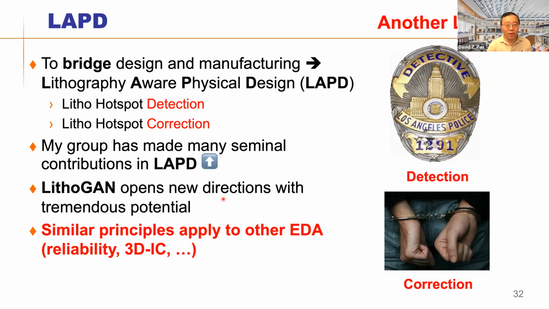Not this one. But anyway, my point is that this LithoGAN definitely opens a new direction, with tremendous potential to bridge back-end manufacturing and physical design more closely. And this principle of detection and correction can be applied to many other design and design automation problems, because in your design, oftentimes you also care about reliability, and for the future, there's 3D IC and so on and so forth. So we also have done a lot of work here.